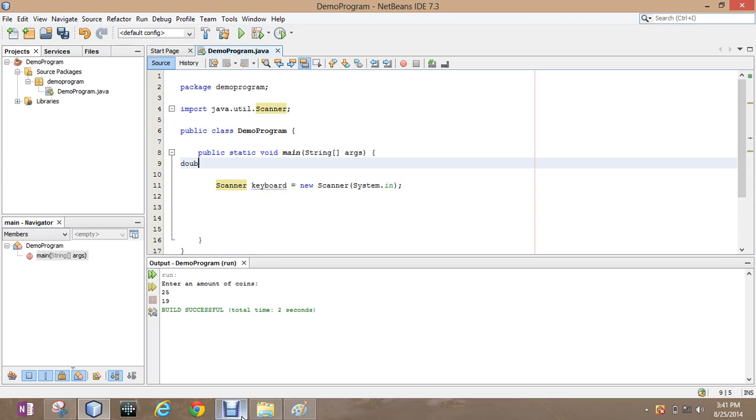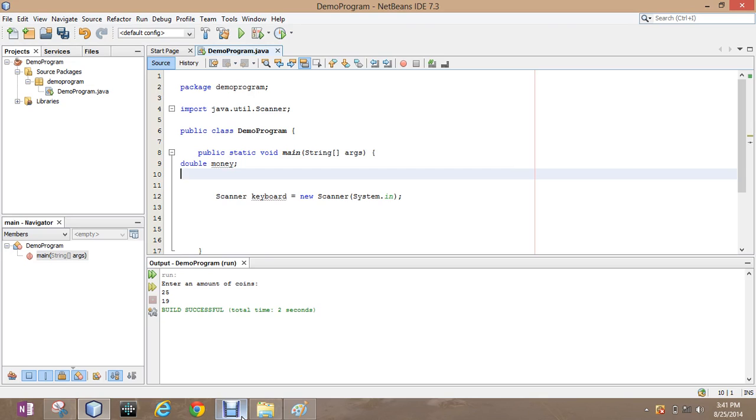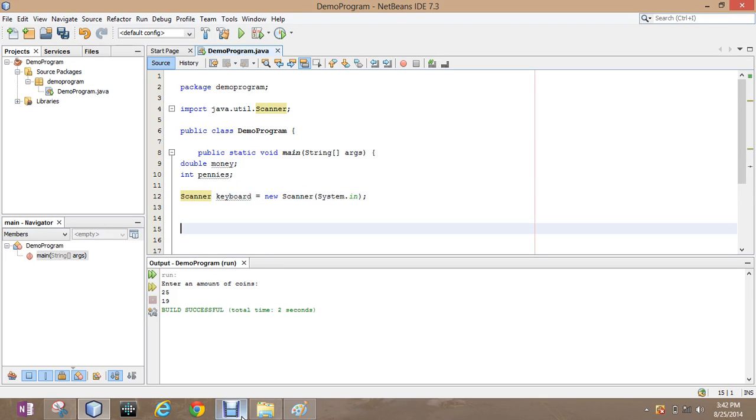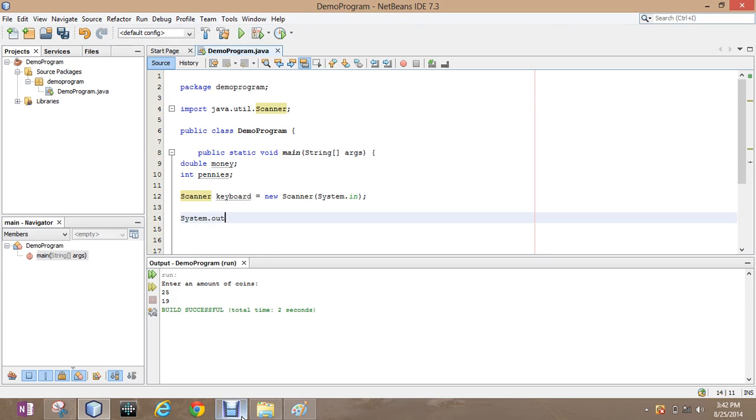So we're going to create a few variables here. We're going to create a double. We'll call it money. Then we're going to create an integer called pennies. So here's our scanner, which I'm going to bring over so it's properly lined up. And we're going to save to our double system, or to our user, and assign it to the double. How much money do you have?